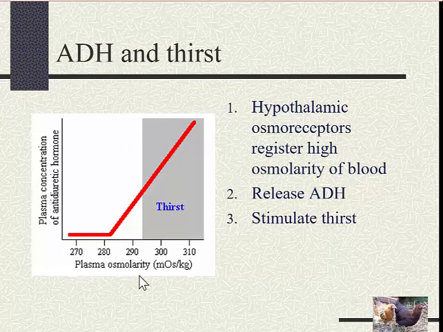So what I find interesting is this figure here. On the y-axis, you can see the plasma concentration of antidiuretic hormone, and on the x-axis, you can see the plasma osmolarity. So here it's meant blood plasma. And you can see as plasma osmolarity increases, so does then the concentration of antidiuretic hormone, while thirst comes into play at a much higher plasma osmolarity than the release of antidiuretic hormone.